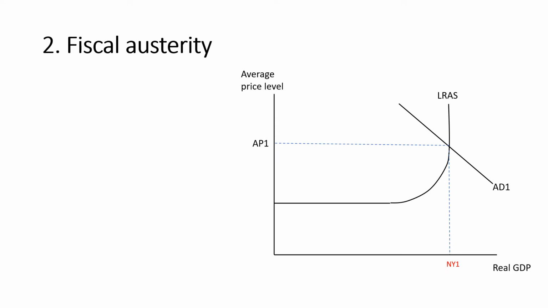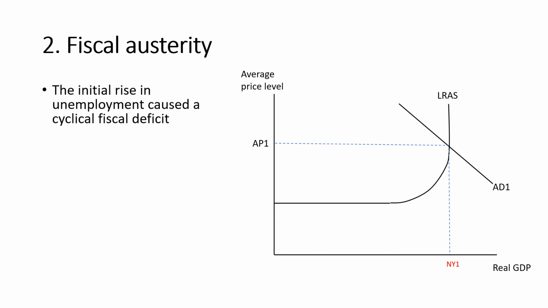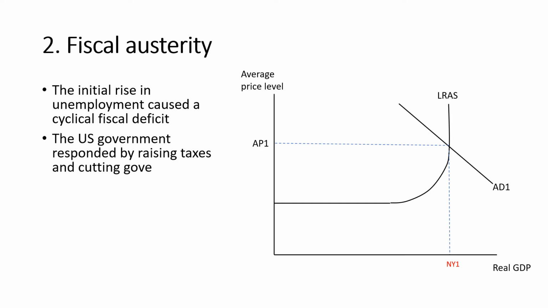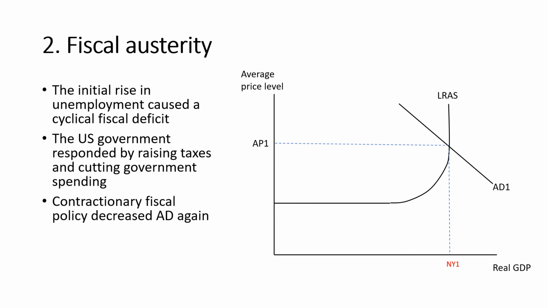The second policy error that was made was fiscal austerity. The initial rise in unemployment caused a cyclical fiscal deficit. The US government responded to the cyclical fiscal deficit by raising taxes and cutting government spending in a desperate attempt to balance the budget. Unfortunately, contractionary fiscal policy took aggregate demand out of the US economy, which caused aggregate demand to decrease again, causing further falls in both output and employment.